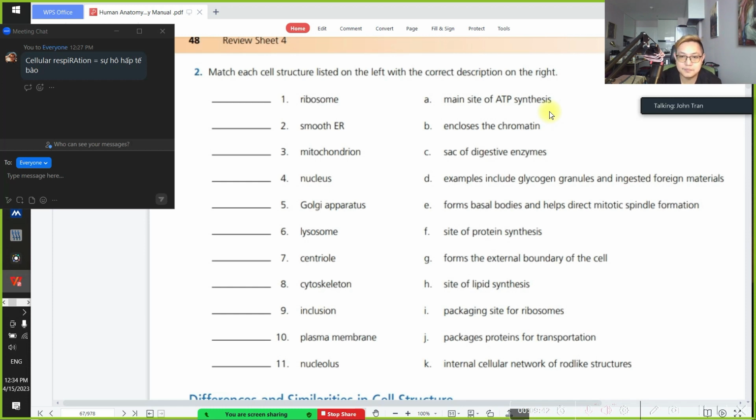Now, what is the sac of digestive enzymes? Những cái túi mà chứa những cái men tiêu hóa. Lysosome. Well, lysosome, yes. Examples include glycogen granules and ingested foreign materials. Những ví dụ nó bao gồm là những cái hạt glycogen và những cái vật chất ngoại bào được ăn vào, được tiêu hóa.